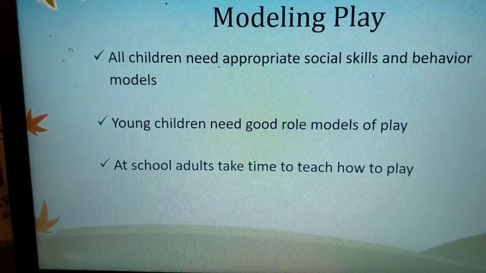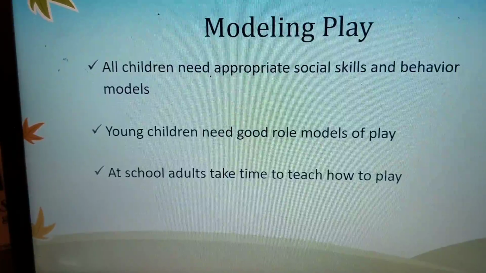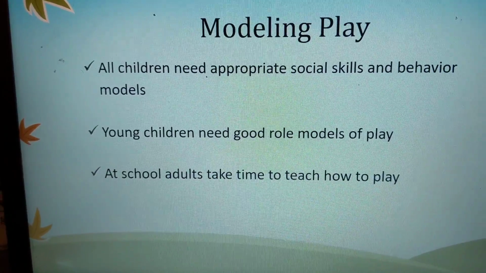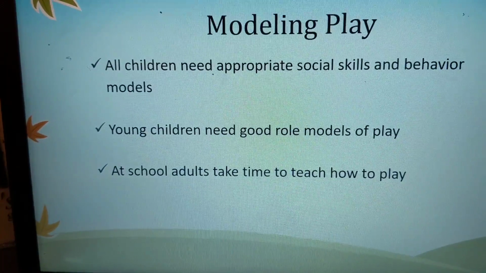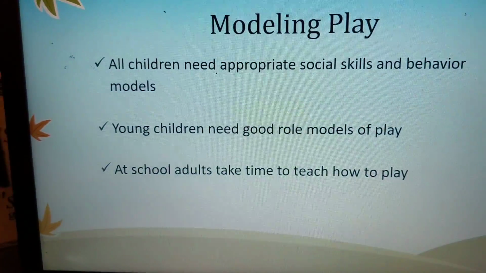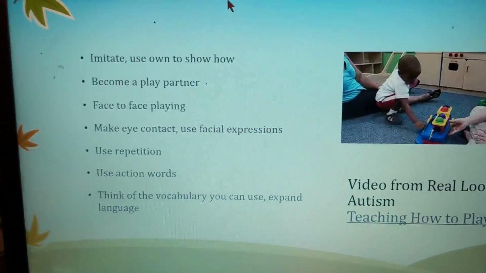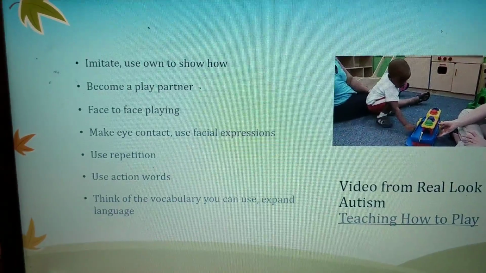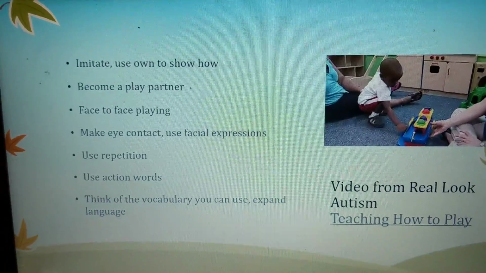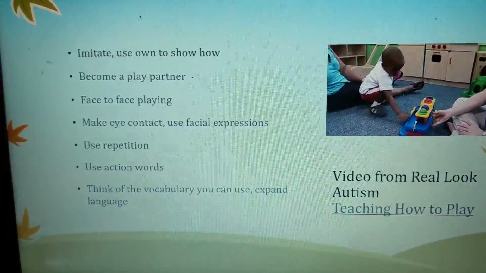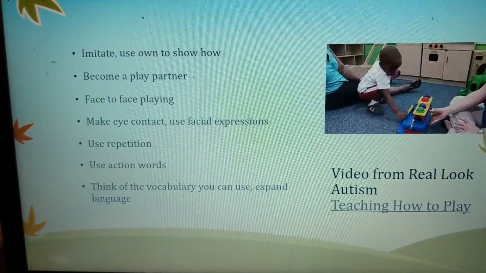Modeling play. All children need appropriate skills and behavior models. Young children need good role models. At school, one of our main jobs as teacher is to teach our kids how to play. A lot of our kids are at the age where they're just exploring toys and learning how to use them. This is a video from Real Look Autism that talks about teaching young children how to play.